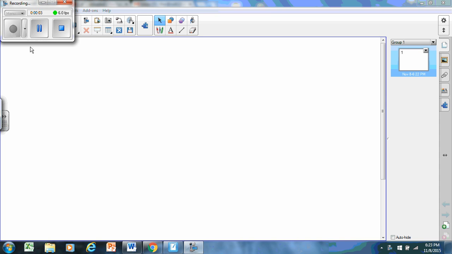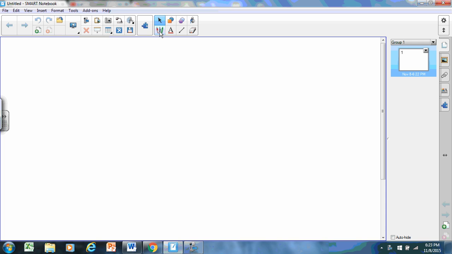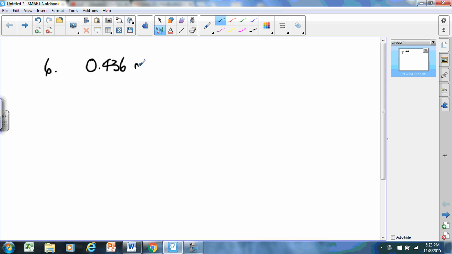Okay, here's level 2. This is problem 6. Oops, grab the pen. Minimize this. Okay. So 6 is, here's why this is level 2. There's an extra step. So 0.0436 cubic meters to cubic centimeters.